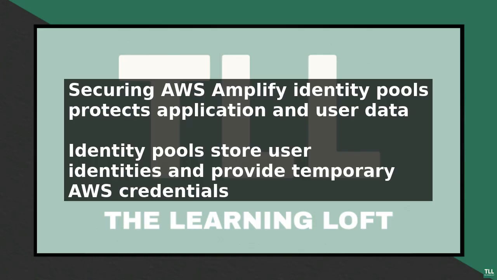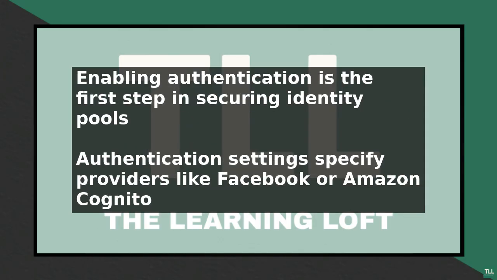To start, navigate to the AWS Management Console and select the AWS Amplify service. Create a new identity pool or select an existing one to secure. The first step is to enable authentication, which can be done using social media, OpenID Connect, or Amazon Cognito user pools.